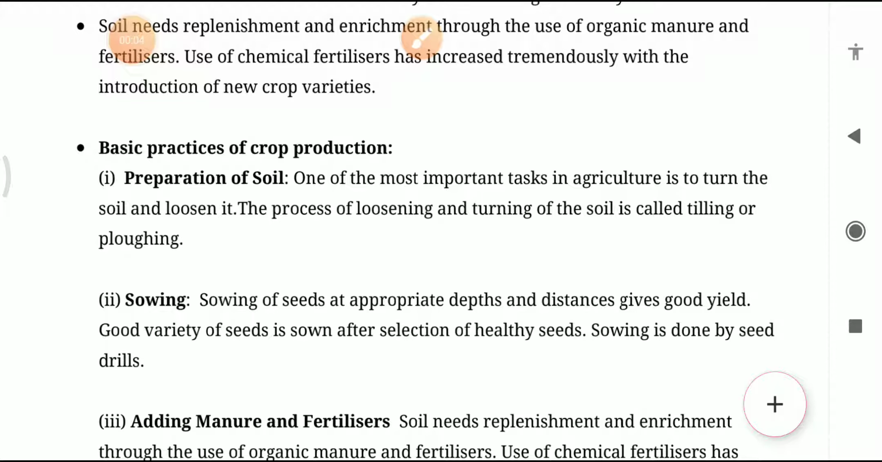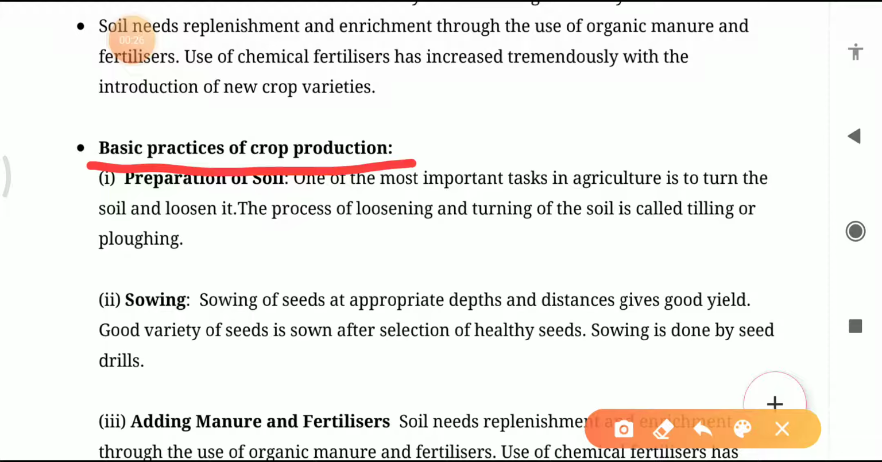Today I am going to continue our first chapter of class 8, that is crop production and management, and it's part 2. Let's start now. Our first topic, or we can say the next topic, is basic practices of crop production.